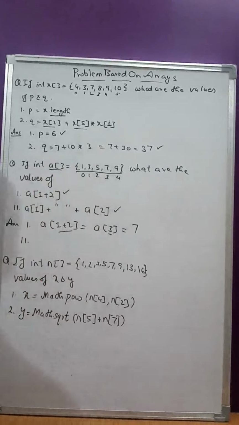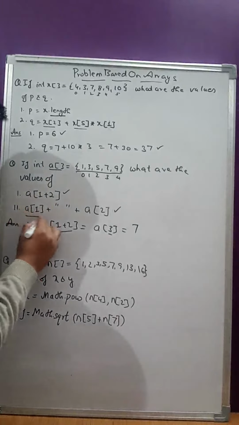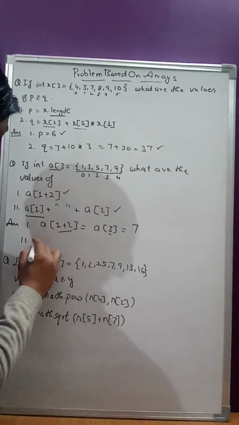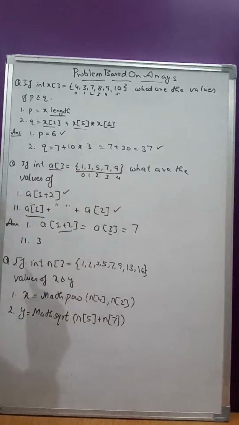Coming over to the next expression, it is written the index of A, index of 1 is there. So on the first index you are having the value 3, plus you are having a blank string over here, so only a space will be here, and it will be followed by the value of the array at the second index.